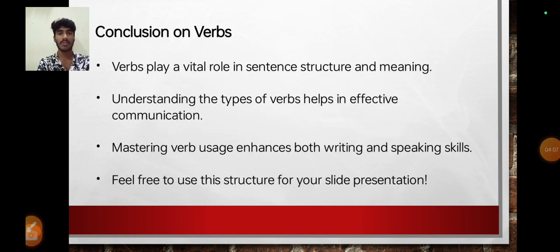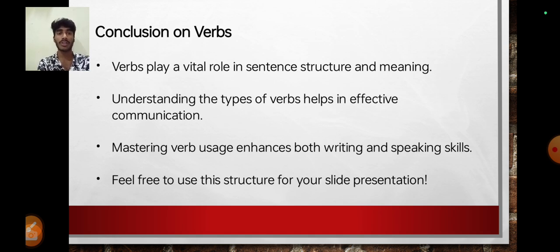A verb is a helping word where it takes an action between two parts of a sentence. Verbs play a vital role in sentences in conveying meaning. A verb is the main key to form any sentence or structure, to give meaning helpful for others. Understanding the types of verbs helps us with effective communication.